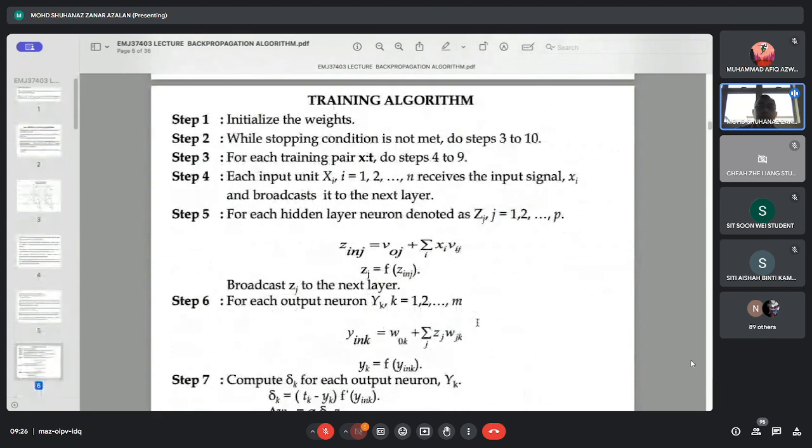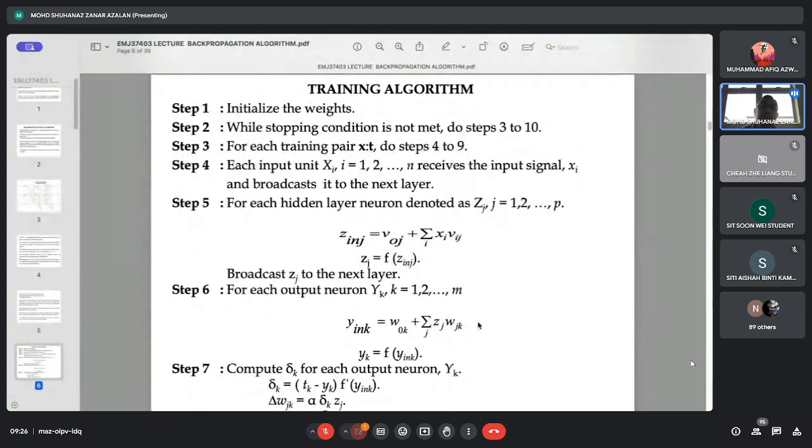So this is the training algorithm for backpropagation. Same as before, first the weightage is initialized.